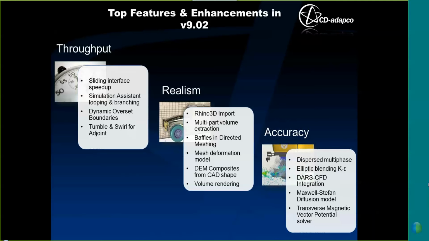Now on the accuracy side of things, we have a new capability called dispersed multiphase. We've included the elliptic blending K-epsilon turbulence model. We've also included DARS CFD, so this no longer requires a separate license. We've also included the Maxwell-Stefan diffusion model for species solving, and we also have a new solver for transverse magnetic vector potential.